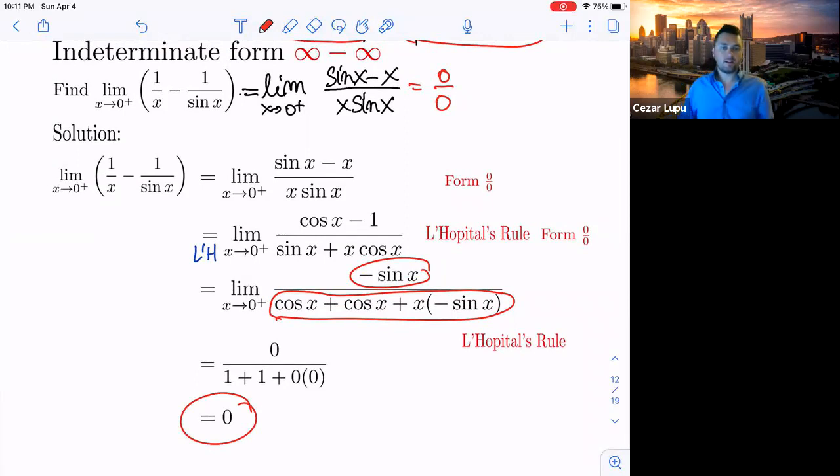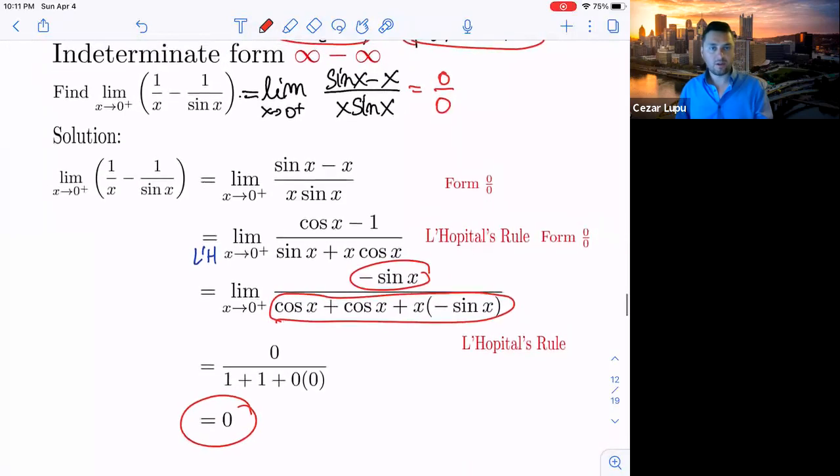So we have seen an indeterminate form, which is infinity minus infinity, and by just doing some elementary algebraic manipulations, we made it look like 0 over 0. Let's see another example.